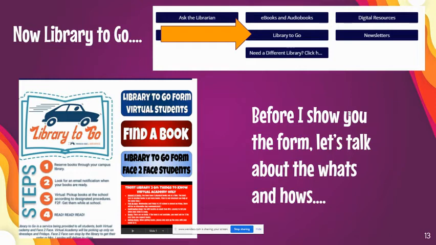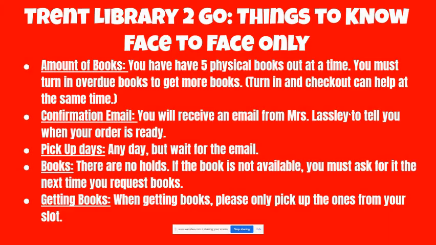So let me talk about a few of the other things. Before I show you the form, I want to talk about what's in the house of the library face-to-face. So we're going to do Library to Go through at least September, and it could go on longer. One of the reasons we're doing this is because we want one less common space. Here in the library, it is a large space with 25,000 books. And when a student comes in and touches a book, I'm not always able to clean that one book and do what I need to do with it.